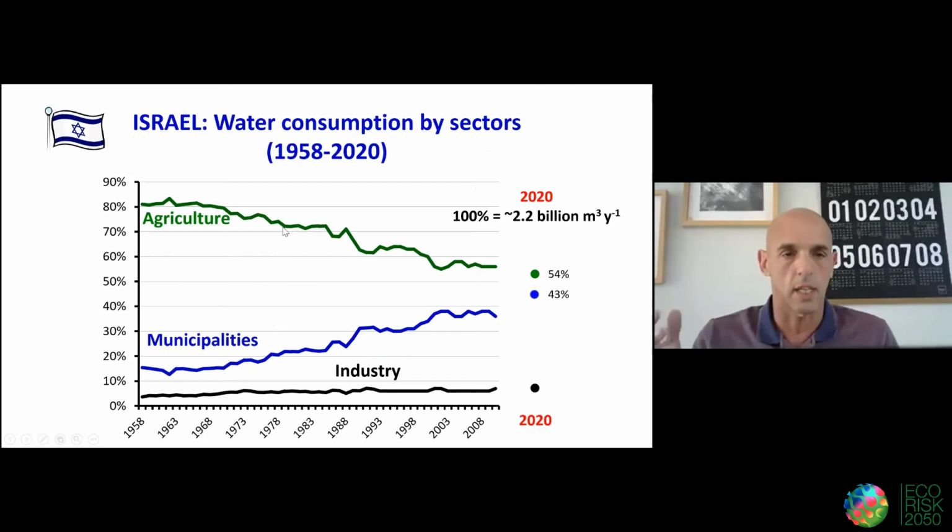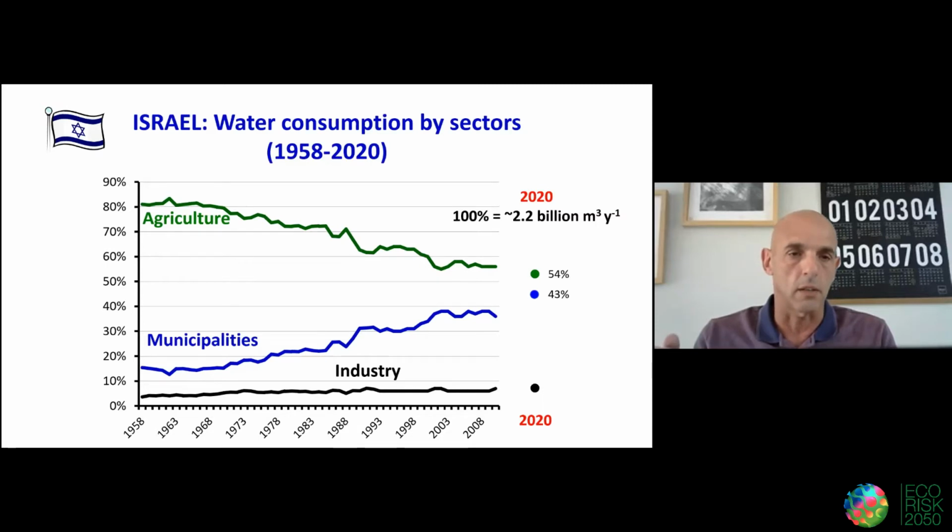But let's look at trends. In this graph I'm showing you the water consumption by the three main sectors in Israel, from the early 60s all the way to today. Back in the 60s, the agricultural sector was using 80% or even more of the total water consumption in Israel, and that has been reduced to 54% currently. Still, agricultural production has increased dramatically, meaning that water use efficiency has increased by a factor of 5 or 6 during that period.